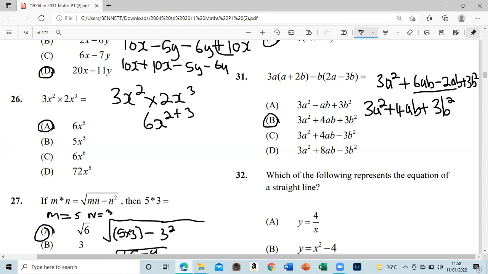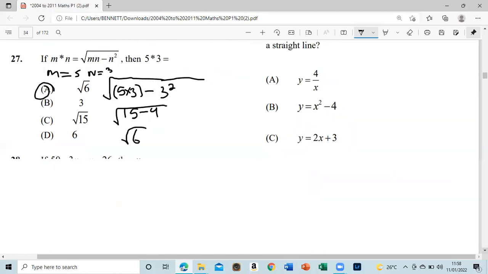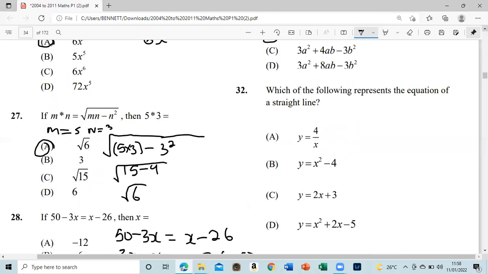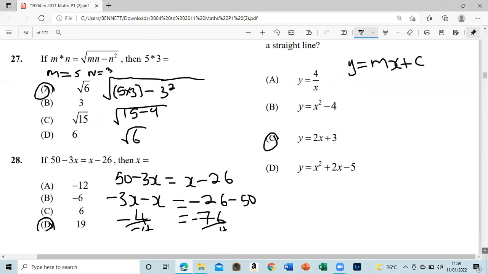Number 32. Which of the following represent the equation of a straight line? Now, the equation of every straight line is in the form y equal mx plus c. Very important. I'm sure your teacher would have taught you that. So that would leave us with this. Your m is the gradient and c is the y-intercept, or c is where it cuts the y-axis.